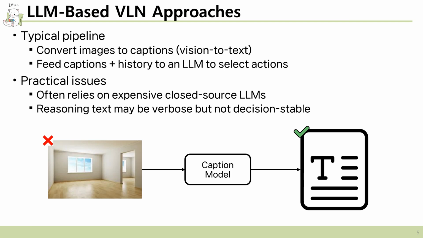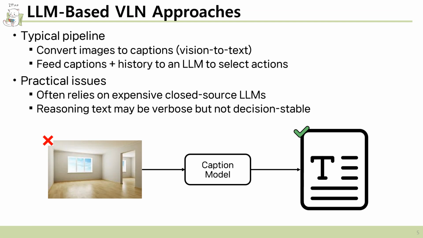Now the common LLM-based pipeline is like this. First, for each candidate image, we use a caption model. So each view becomes one short sentence. Then we give the LLM the instruction, the list of captioned options, and the past steps. Finally, the LLM picks an option.